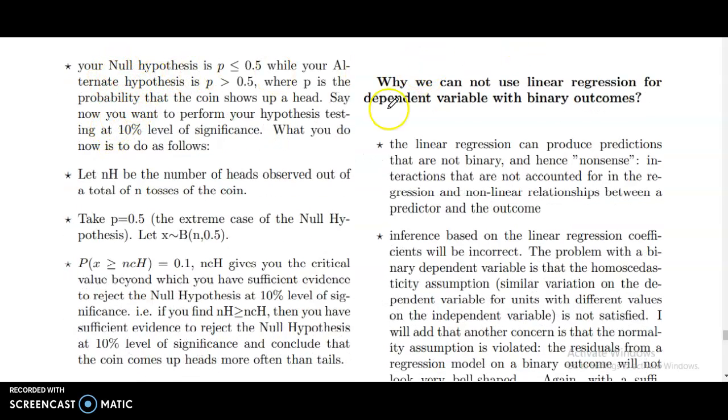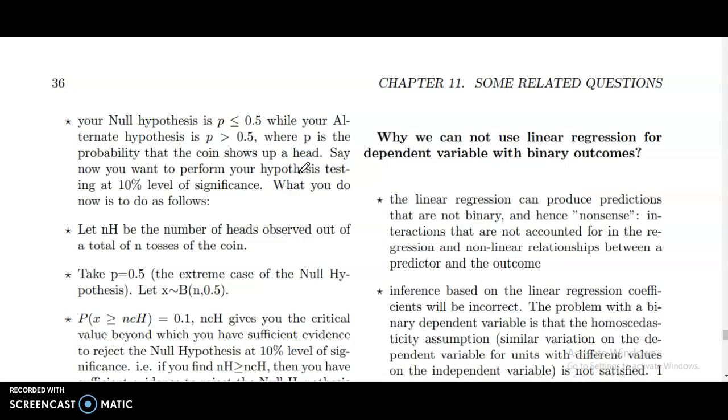Already we have seen in this one some related questions. So your null hypothesis is P is less than or equal to 0.5, that is probability, while your alternate hypothesis is P is greater than 0.5, where P is the probability that the coin shows up a head.